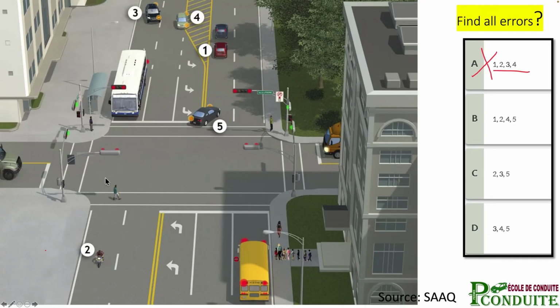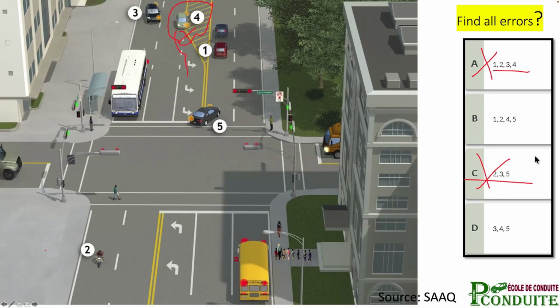Next, observe driver number 4. This driver is driving over a yellow hatched area. This zone is not meant to be driven on. The driver should have waited until reaching a broken line before changing lanes. So, driver 4 is also at fault. Again, you can eliminate any option that does not include number 4. For example, if option C does not include 4, you can remove it.